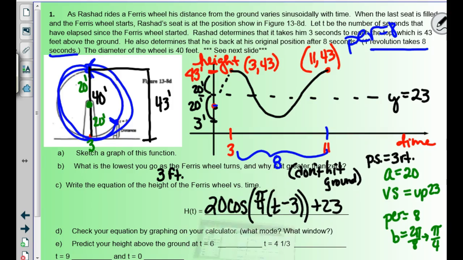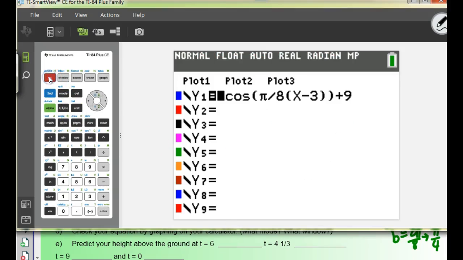So I want you to grab your calculator and type this equation in. Was it 20 cosine pi over 4 x minus 3? Make sure you close both of those parentheses and then plus 23. Did I remember it right? Okay. What mode do we have to be in? Radian. Now, what window would work for our story?